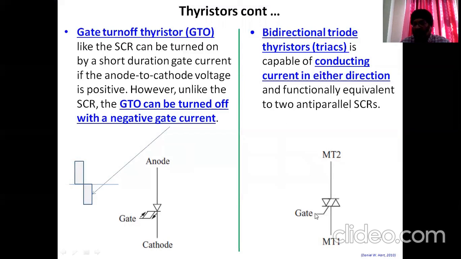So a gate pulse is applied to turn on the thyristor. So they are just equivalent to two anti-parallel thyristors, SCRs connected. If two SCRs are connected anti-parallel to each other, we can have a triac. Only due to this, we have a current conduction in both directions.